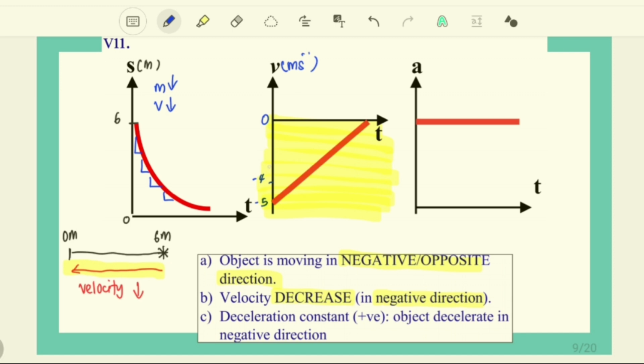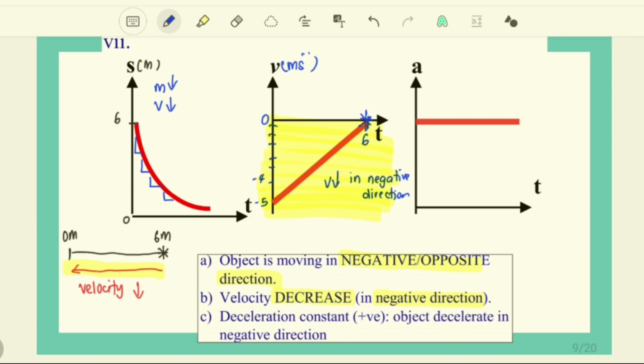Dan tengok sini, value dia semakin menghampiri kosong. 5, 4, 3, 2, 1 and then 0. At 6 second, here, the velocity is 0. Semakin berkurang. Okay, velocity decrease in negative direction. So, nilai dia mesti negatif dan semakin berkurang. Okay. Velocity is decreasing in negative direction. Dia patah balik dan semakin perlahan.